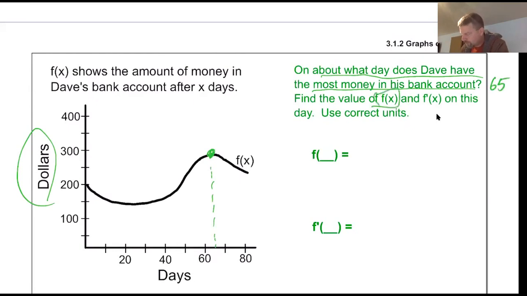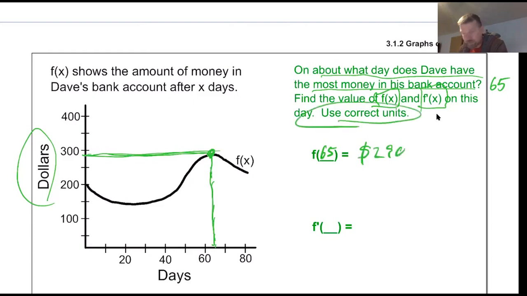Find the value of f of x and f prime of x, use the correct units. All right, f of x would be when I plug that 65 in. When I plug a 65 in, I end up, let's round that. That's not quite 300. Let's say 290. That's about $290. I was asked to use correct units, so correct units would be the dollars, $290.